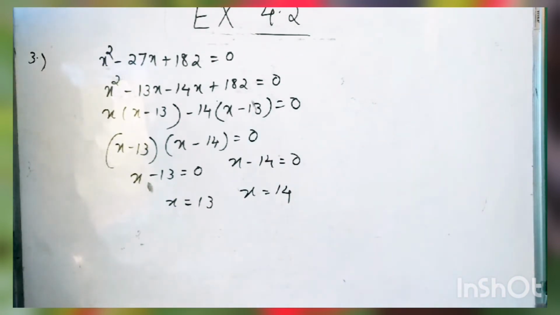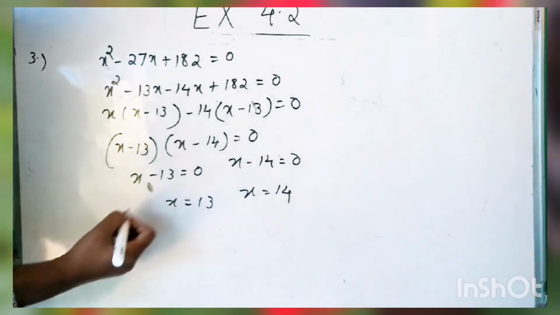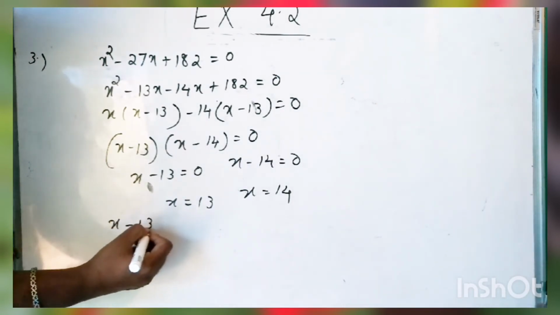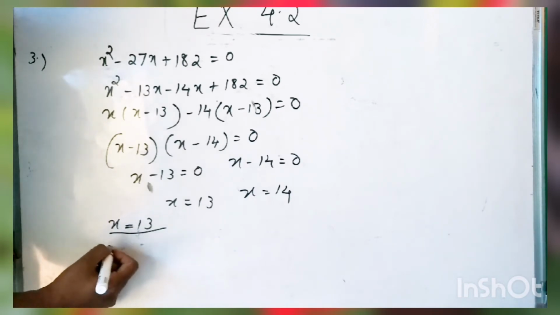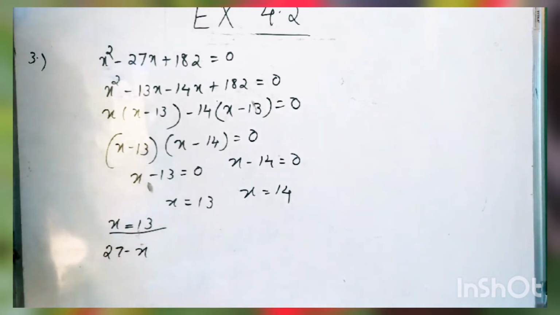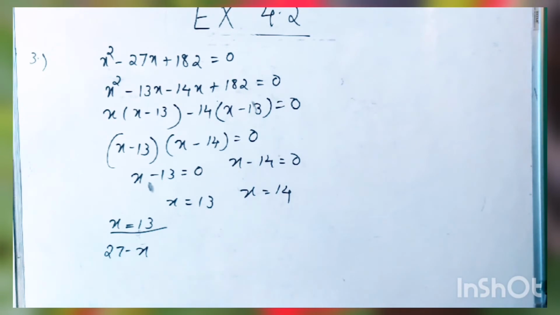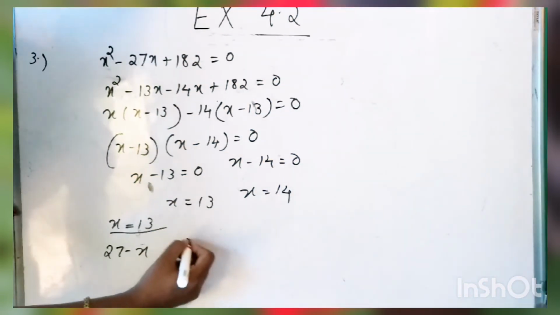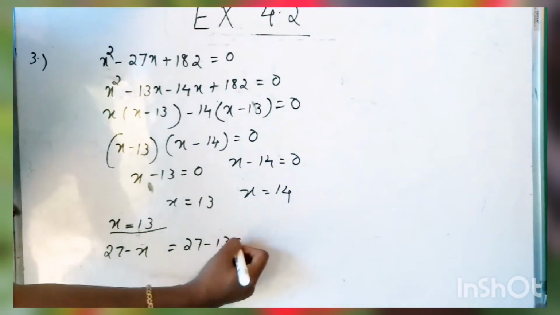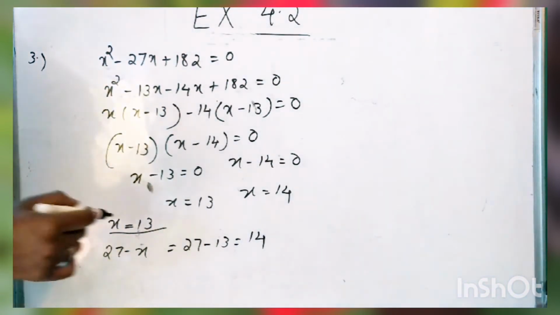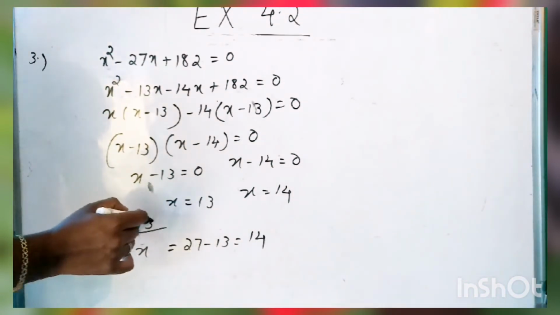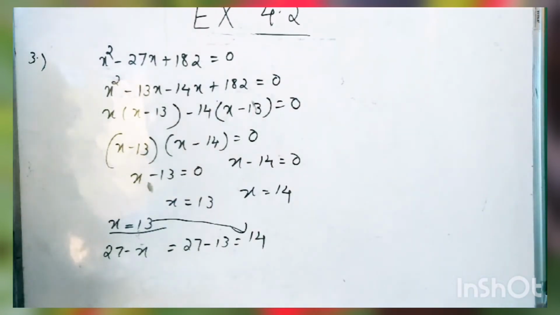Okay, that is if x is equal to 13. If x is equal to 13, then the second number, that is 27 minus x, right? The second number that we took as 27 minus x, we will get it as 27 minus 13, which is equal to 14. So if the first number is equal to 13, then the second number we will get is 14.